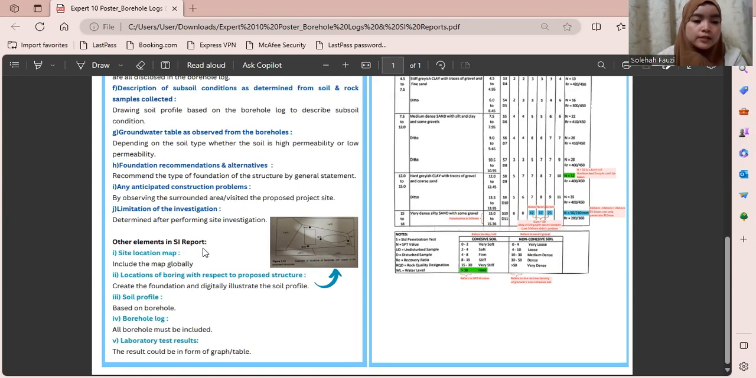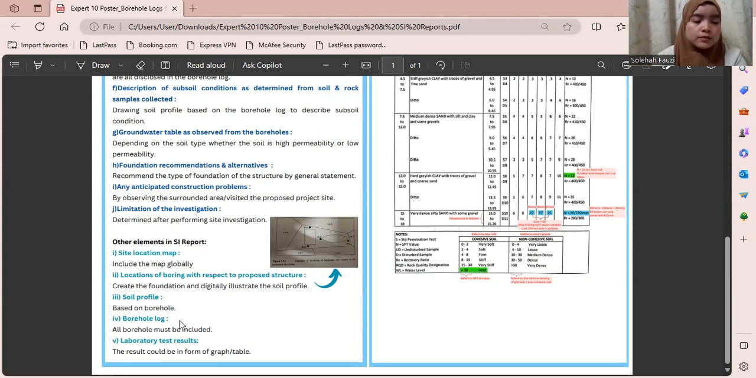There are also other elements in SI reports that can be written. We can add a site location map that includes a global map and needs to be focused on the specific project area only. Locations of borings with respect to the proposed structure, for example, figure 1.19, page 19 in the textbook. Next is the soil profile based on boreholes, like figure 1.2, page 20 in the textbook.